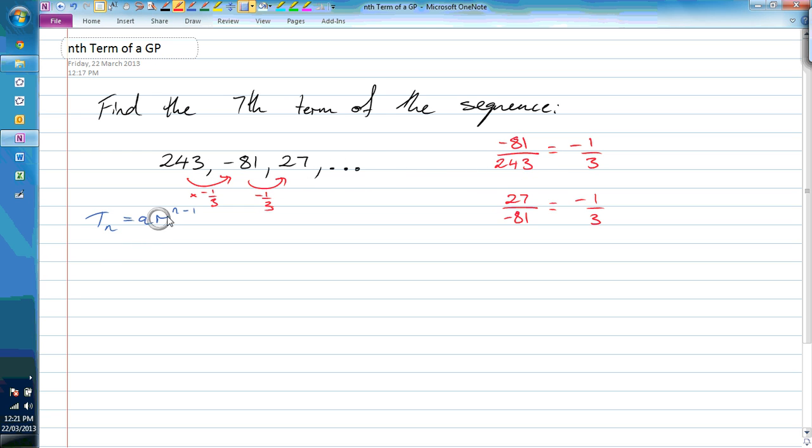Also, you'll notice that because this is a negative sign, the terms in our sequence go from being positive, negative, positive, negative. They're going to switch back and forth between those two.